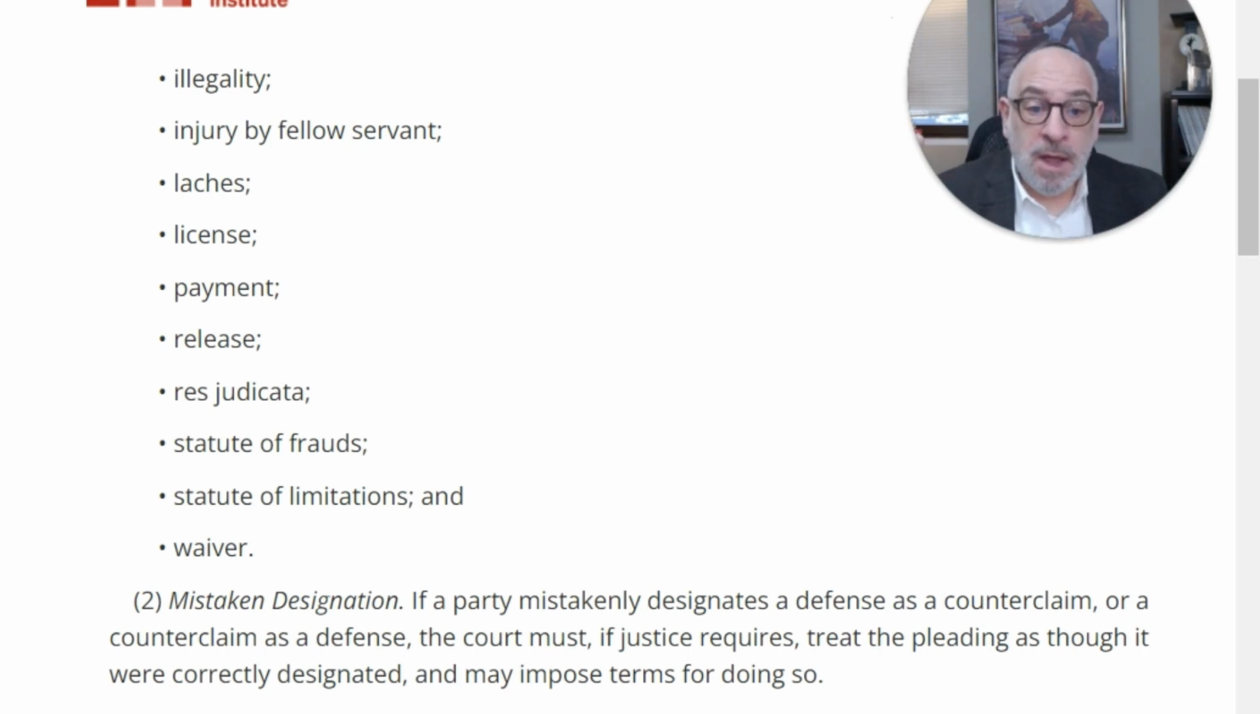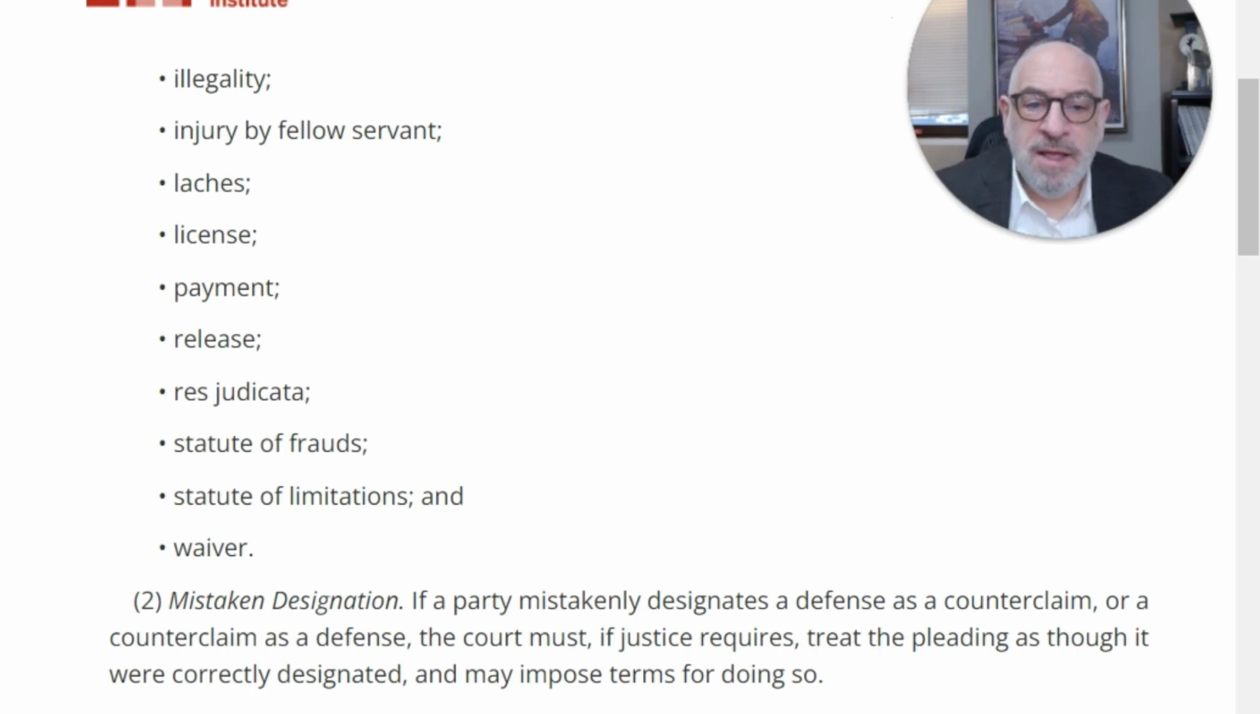License. That means, yes, I did what you say that I did, but I had a right to do it. You gave me permission. Number 2, payment. It's pretty much the same as accord and satisfaction. It might mean that you gave me the right to do it because I paid you for the right to do it. It's very similar to license also.